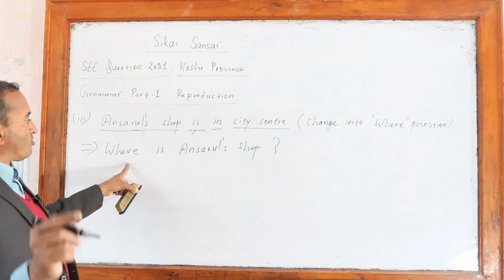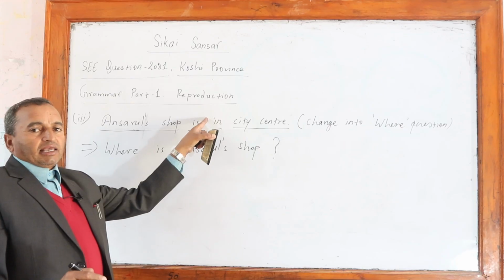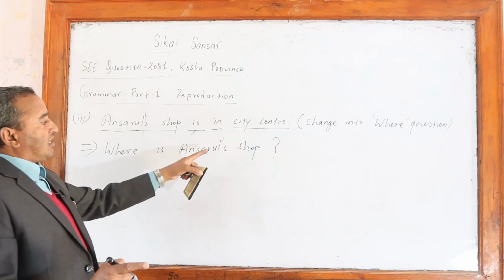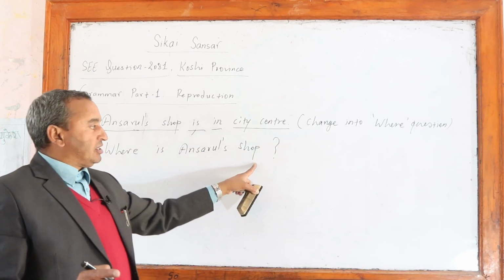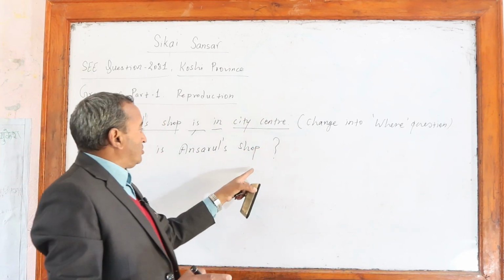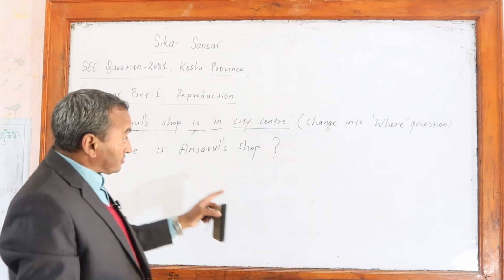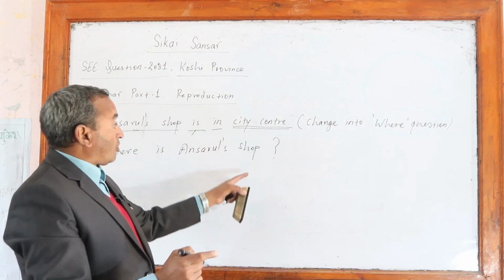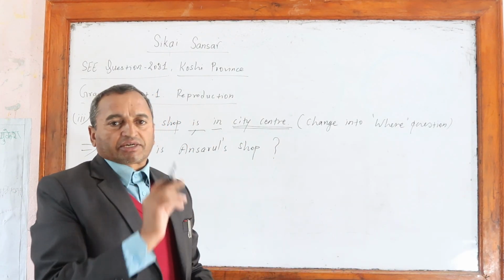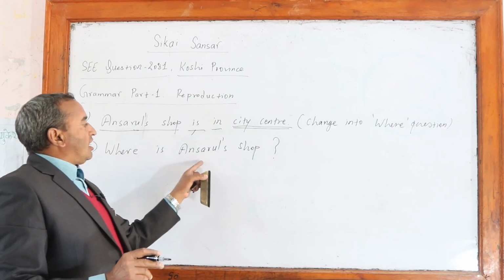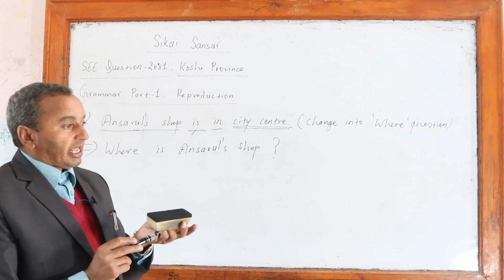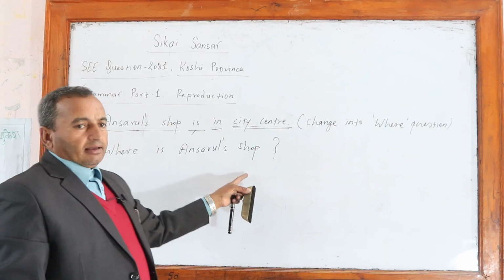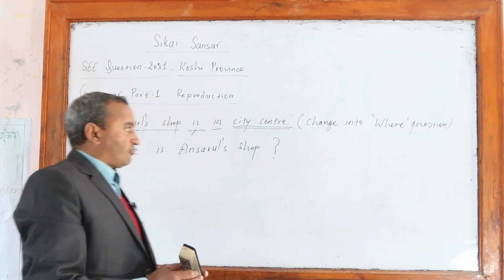Where is the WH word. And there was the is, which is already given in the question, so the same is written here. So: where is Ansarul's shop? Now we have changed the statement into a WH question. And city center is the answer. If we include the answer in the question, that will not become a correct question. So: where is Ansarul's shop? Now we have changed the given sentence into a WH question. Okay, let's look at other simple examples as well.